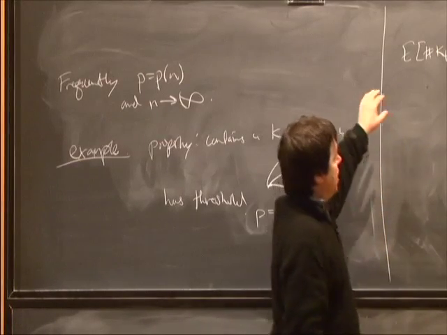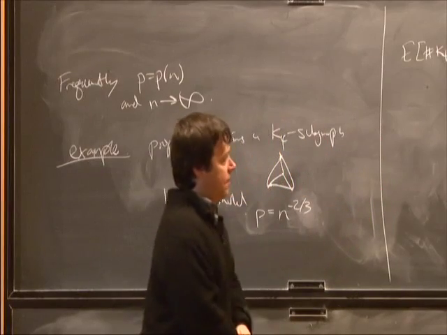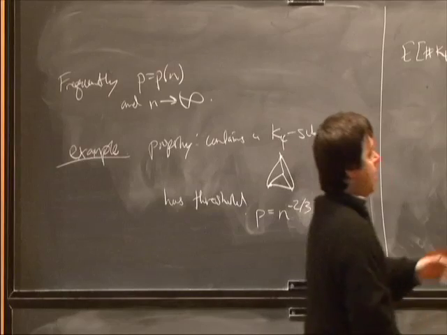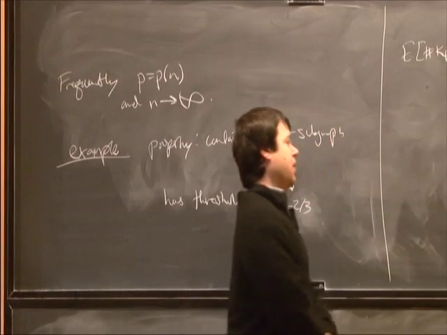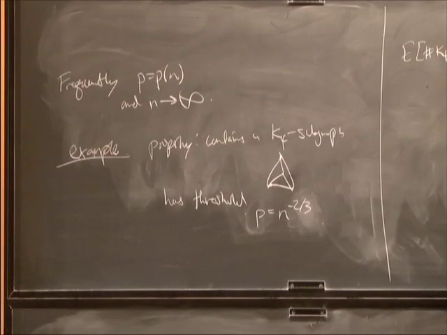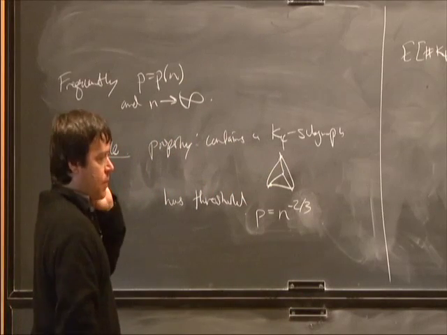And if the expected number of K4 subgraphs is tending to infinity fast enough, then if you renormalize your random variable, you'll get a normal distribution. But that's a lot more information than we need to just produce one. To say there's at least one subgraph, just the second moment is enough.